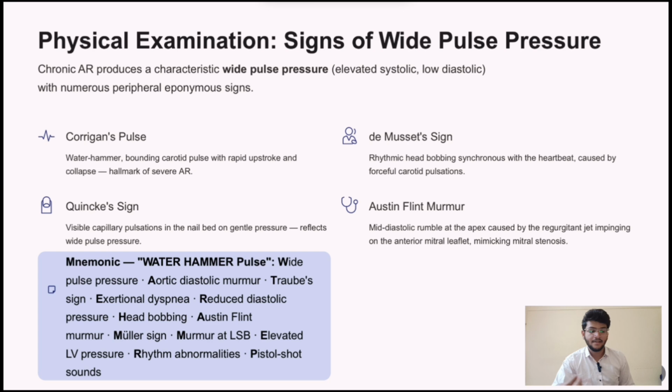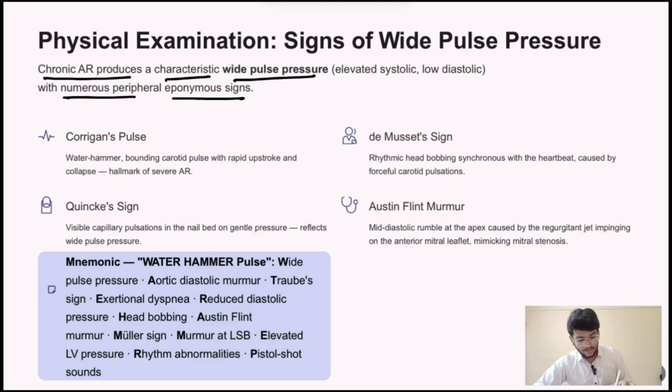Physical examination shows the signs of wide pulse pressure. Chronic aortic regurgitation produces a characteristic wide pulse pressure, that is elevated systolic and low diastolic blood pressure, with numerous peripheral signs like Corrigan's pulse, that is a water hammer pulse. The characteristic of the water hammer pulse is that it rises rapidly and collapses suddenly. It is a bounding carotid pulse with rapid upstroke and collapse, a hallmark of severe aortic regurgitation.